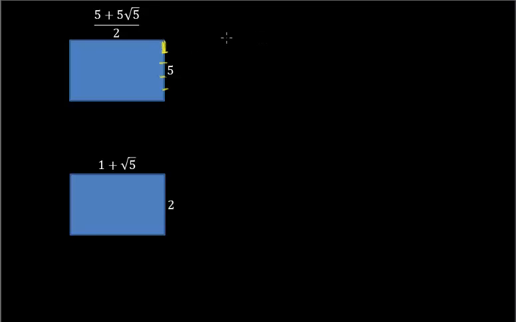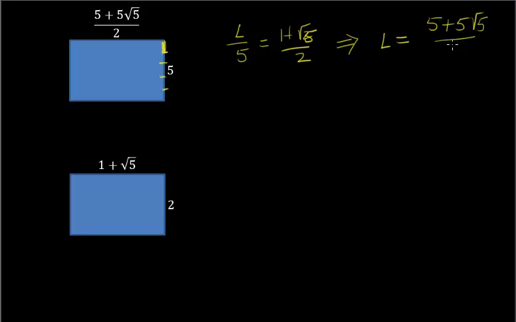And then I would say, well, if I want to do that, I know that the length over the width is 1 plus the square root of 5 over 2. And I would then solve for L. And I could get the length is, by multiplying both sides by 5, 5 plus 5 radical 5 over 2. But who would want to do that when we can just call the width 2?